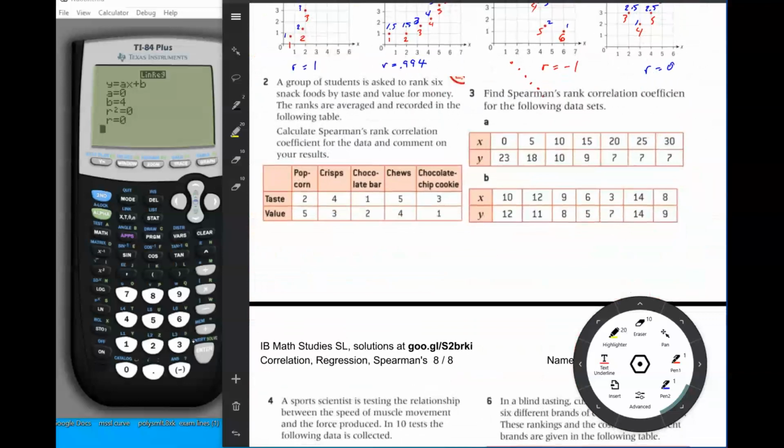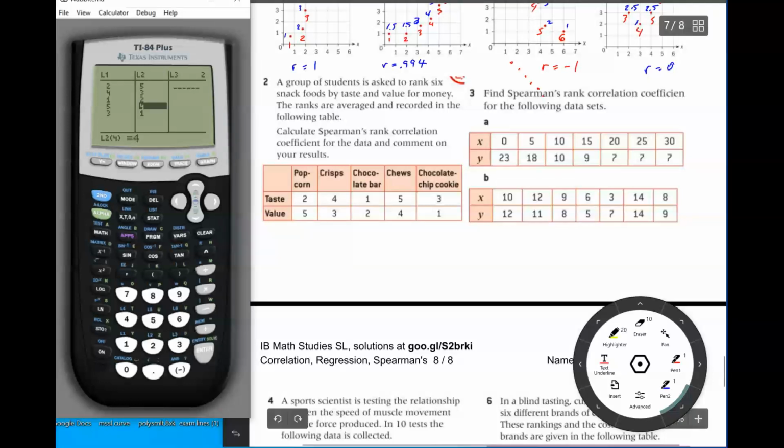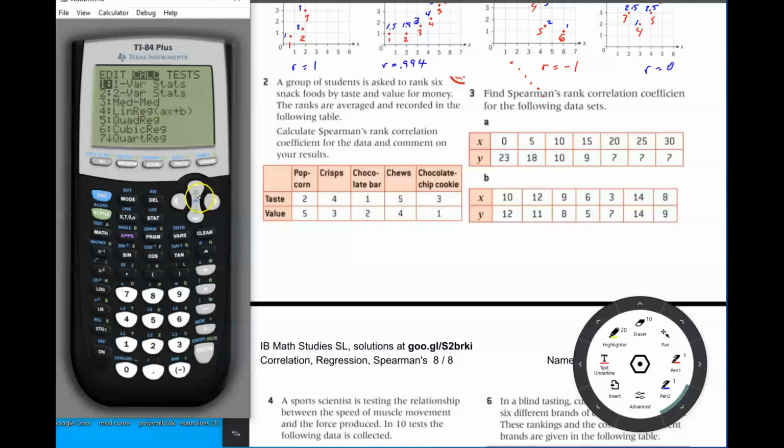A group of students is asked to rank 6 snack foods by taste and value for money. The ranks are averaged and recorded in the following table. Calculate the Spearman's rank correlation coefficient for the data and comment on your results. Okay, as a first step, I have put in my data, 2, 5, 4, 3, 1 and 2, 5, 4, 3, 1, into the calculator, and then I'm just going to do stat calc linreg, which is number 4, and then I'm going to see what my R value is. And my R value is 0.2.